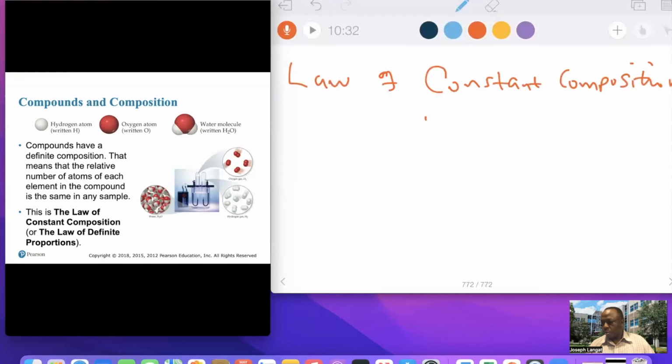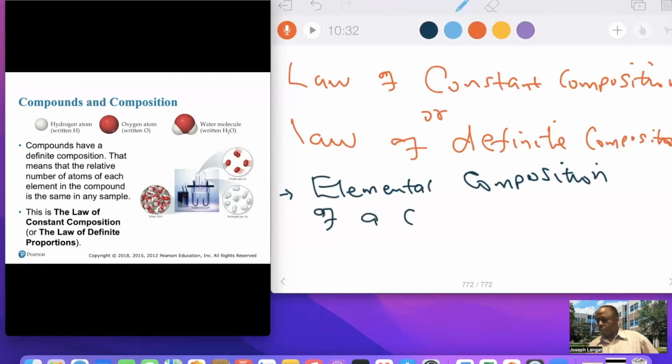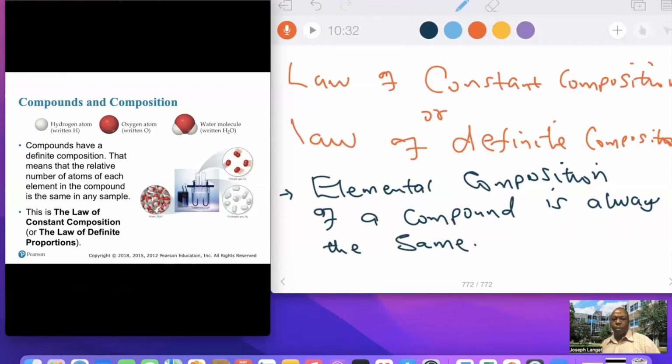The same thing as the law of definite composition. This states that the elemental composition of a compound is always the same. Elemental composition of a compound is always the same, no matter the source.